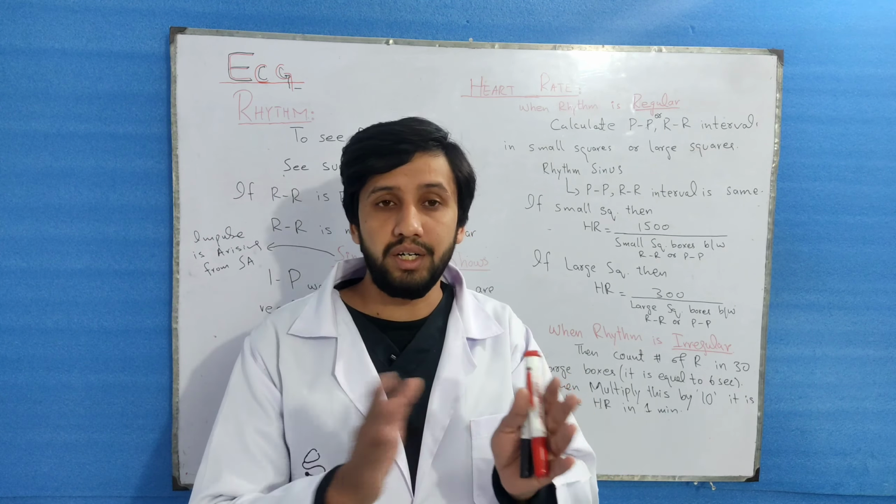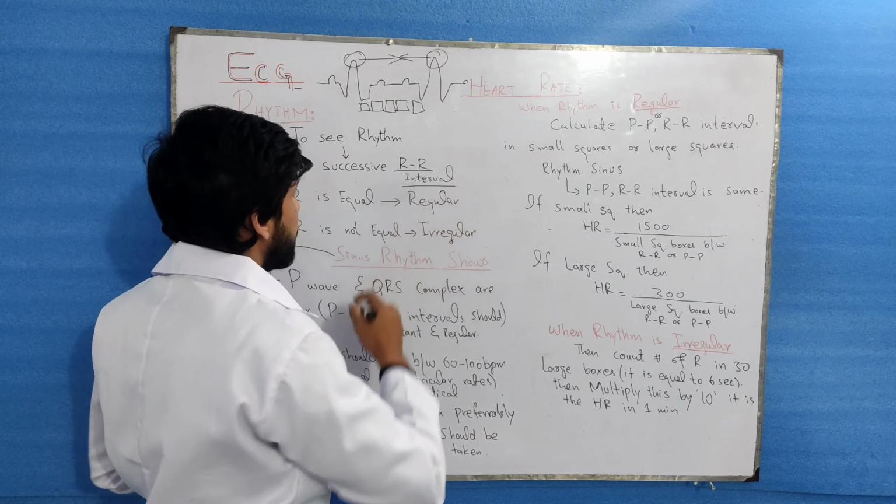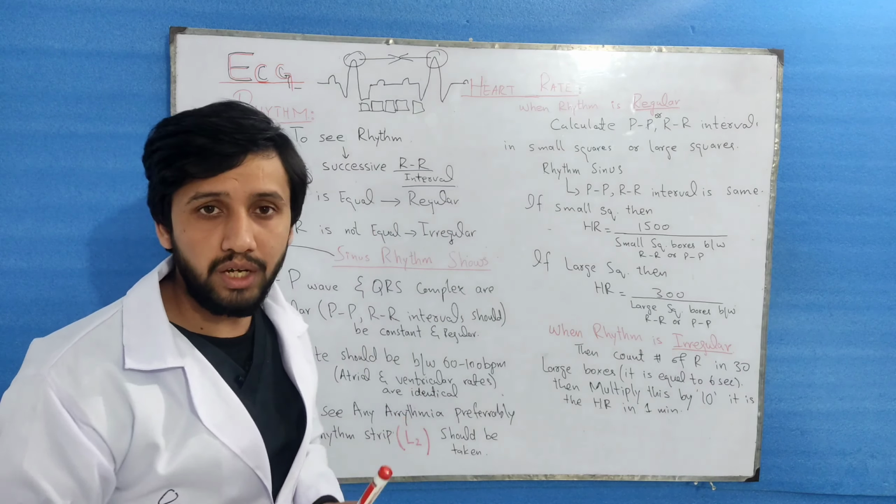So I can explain this simply here. This is the P wave, this is the QRS complex, then this is the T wave, this is the R wave, then the second QRS complex, T wave, and this is the second R wave. So the distance between these two, or the number of boxes between them, shows the rhythm of the heart. It is the RR interval which shows the regularity of the rhythm.